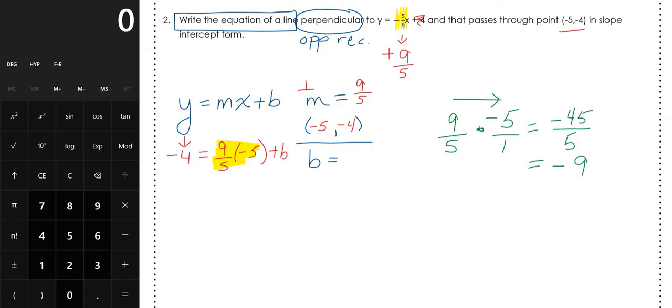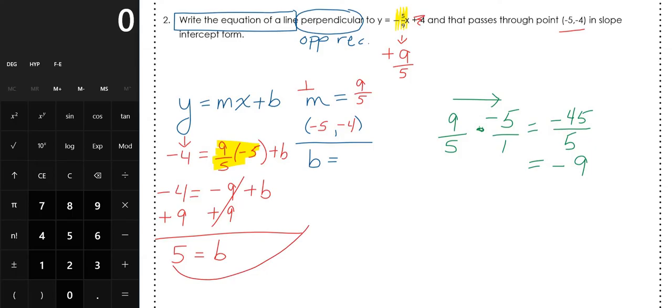So let's go back to our equation. Negative 4 equals negative 9 plus b. We need to get b alone, so now we have to get rid of that negative 9 by adding 9 to both sides. The 9s will cancel. Negative 4 plus 9 is 5. That equals b. So now we have the slope and the y-intercept, so we can state our final answer. Our final answer is y equals 9 over 5x plus 5.